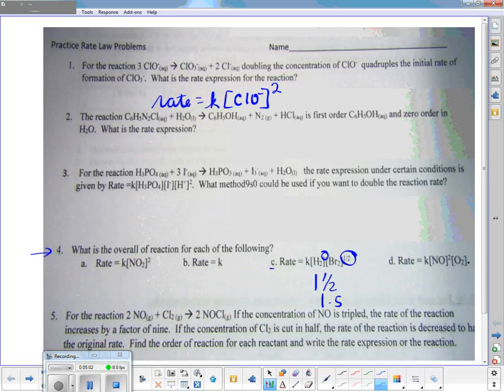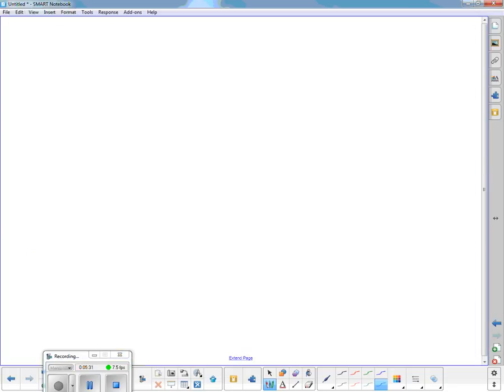Okay, so let's go on and look at some others. Number B on 4. It's zero order, yep. Because anything to the 0 power is 1. Anything to a 0 power is 1. Right, you're trying to find the power. So let's go forward and look at some others here.